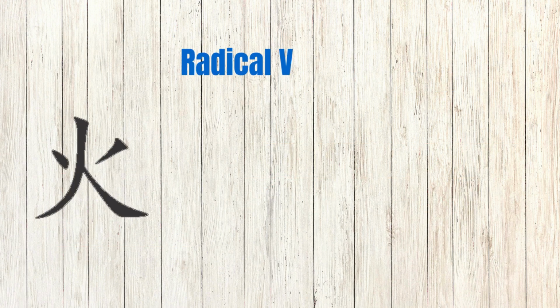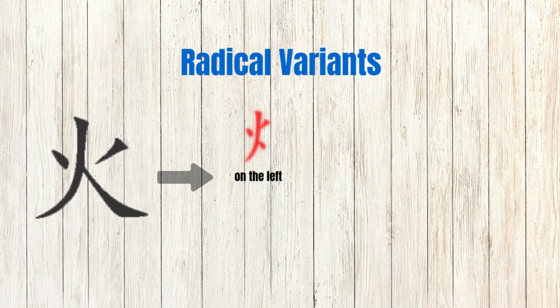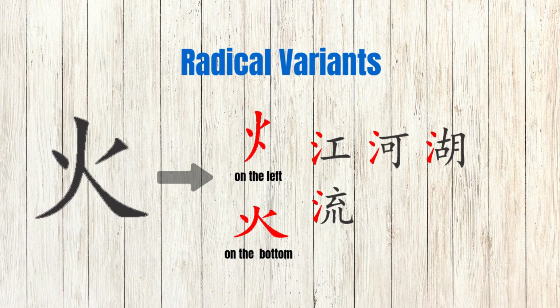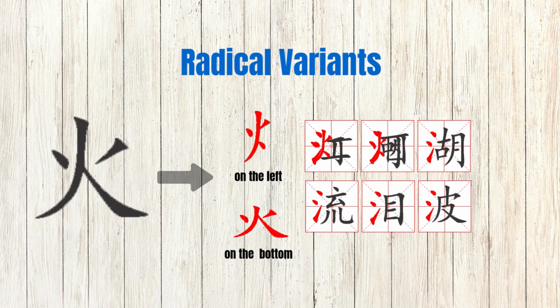When the character 火 is used as a radical, it usually appears on the left side of other characters, like this. Sometimes it also appears at the bottom of a character, like this. Whenever you see a character with this radical, it often relates to something connected with fire, heat, or burning.